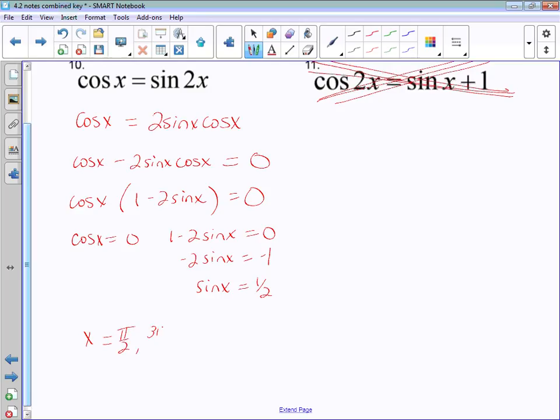How come you subtracted 2 sine x? I didn't. It's what's left over. I subtracted my 1 over, and then I divided by negative 2. When I wrote that, I was like, they're going to think I'm subtracting. So then your remaining answers are when does sine of x equal a half?